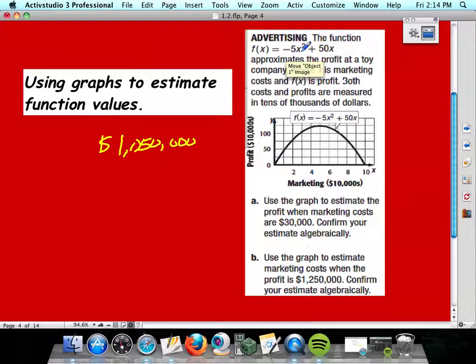Part B, use the graph to estimate marketing costs when the profit is 1.25. So that's 1,000,000; 1.25 would actually be right here. So I'm going to go over there until I hit right there. It looks like the vertex of my parabola, which is at the 5. And remember, 5 stands for 10,000, so about $50,000 in marketing cost.